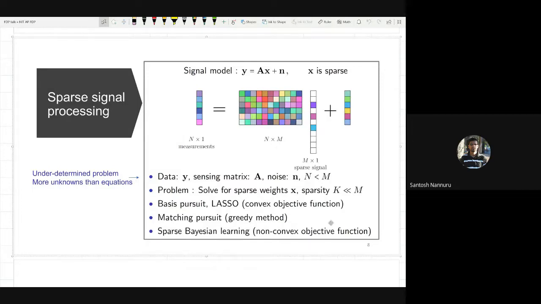So the problem is an underdetermined linear problem. Underdetermined meaning n is less than m, so you have fewer equations and a large number of unknowns. Without any constraints, this has infinite solutions. But your constraint is that you want the sparsest answer out of all those.